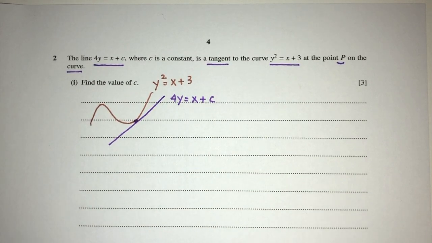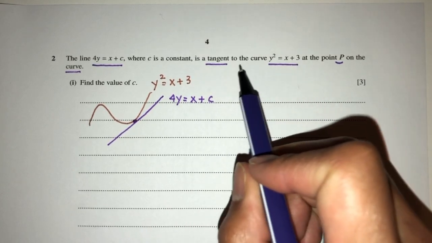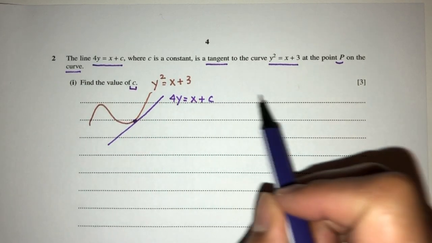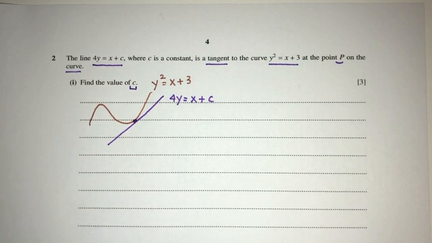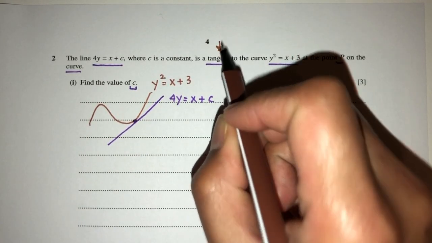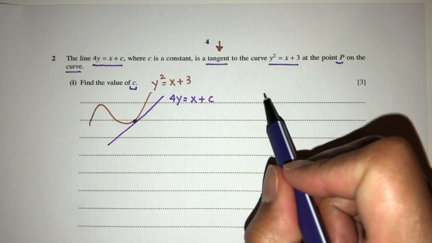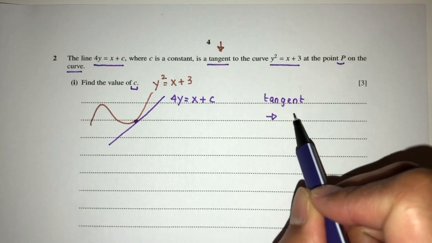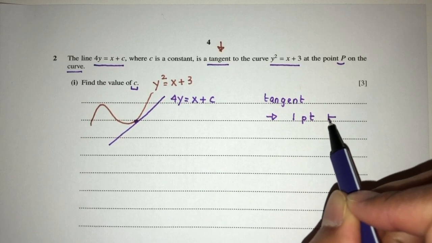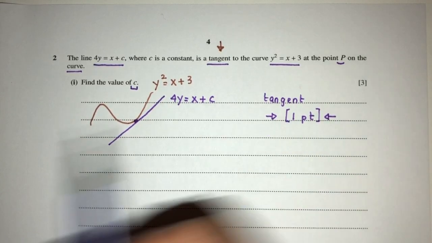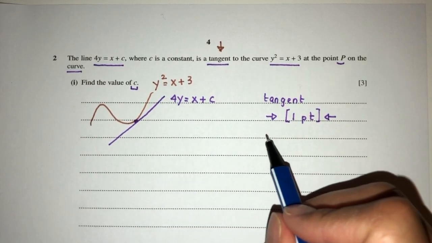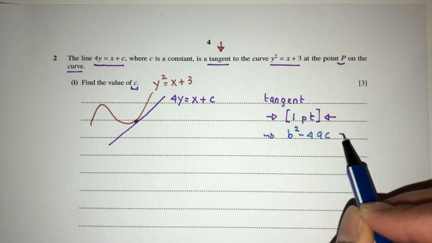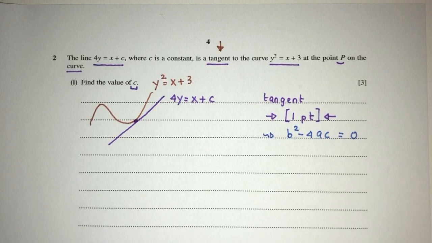Now let's see what we are trying to find. It touches the curve at the point P on the curve. Now we have to find the value of c. So how can you find the value of c? First things first, we have to use that information that it is a tangent to the curve. Being a tangent means that the line and the curve meet at only 1 point. Now I'm sure you have heard this many times in add math. When it means at 1 point, it means that b squared minus 4ac has to equal 0, right? So that's the main formula we are going to use.